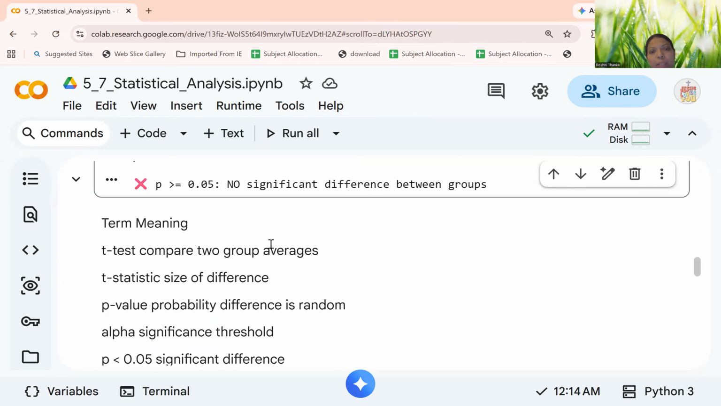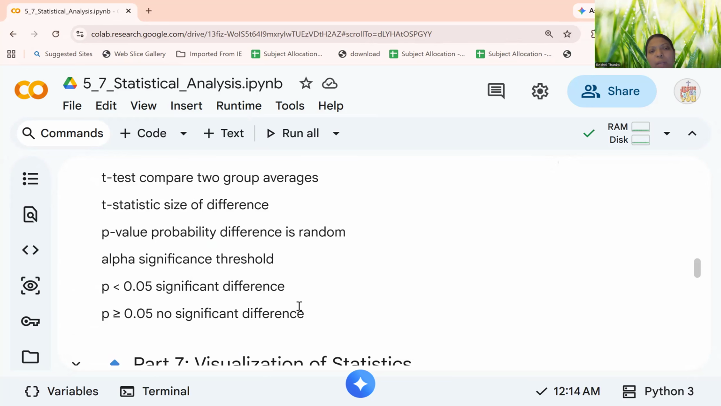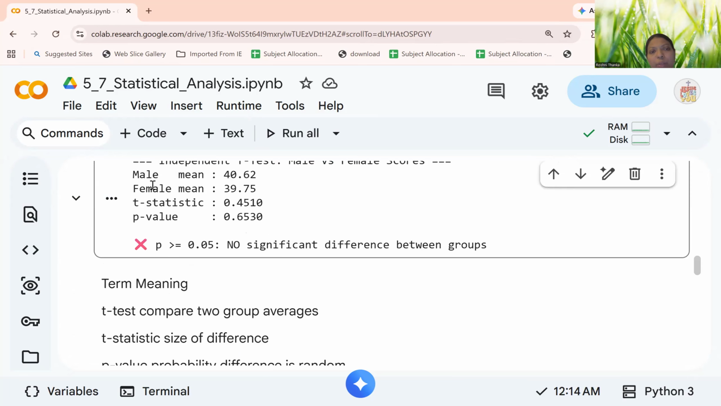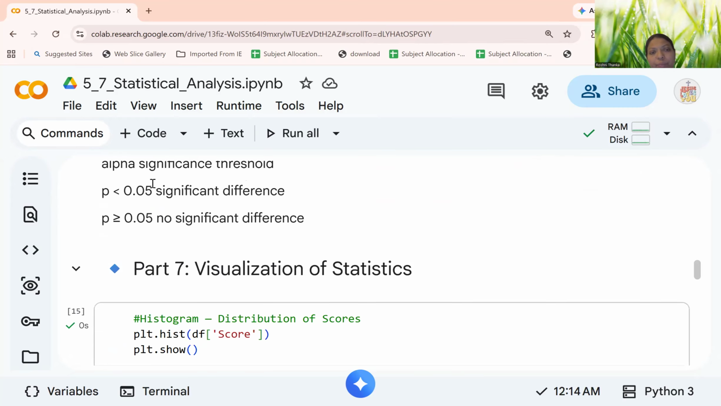So the t-test compares the two group averages. The t-statistic says the size of the difference. The p-value says the probability that the difference is due to randomness. So the alpha value we are going to keep as a threshold value, and then we are going to compare the values. So if the value is less than 0.05, there is a significant difference, otherwise no significant difference.